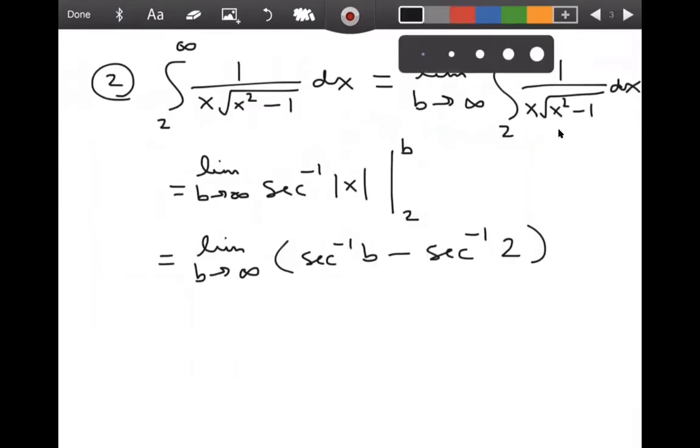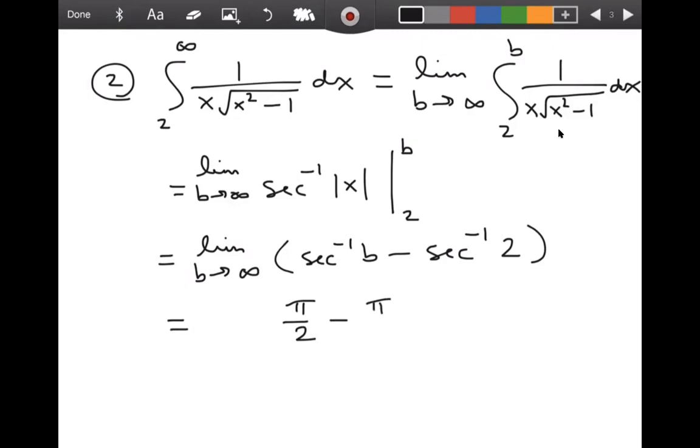Okay, so that limit is pi over 2. And then the inverse secant of 2 is the same as the inverse cosine of 1/2. The inverse cosine of 1/2 is pi over 3, right? Cosine of pi over 3 is 1/2, which means the secant of pi over 3 is 2. All right. So this integral also converges, and its value is pi over 6, I believe, right?